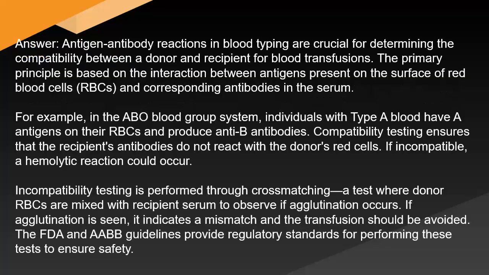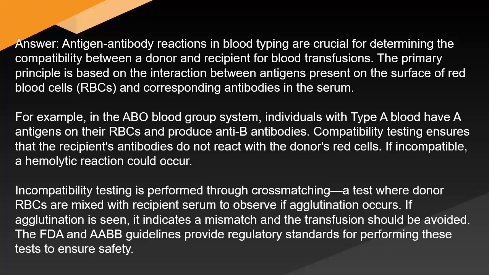Answer: Antigen-antibody reactions in blood typing are crucial for determining the compatibility between a donor and recipient for blood transfusions. The primary principle is based on the interaction between antigens present on the surface of red blood cells (RBCs) and corresponding antibodies in the serum. For example, in the ABO blood group system, individuals with type A blood have A antigens on their RBCs and produce anti-B antibodies. Compatibility testing ensures that the recipient's antibodies do not react with the donor's red cells. If incompatible, a hemolytic reaction could occur.